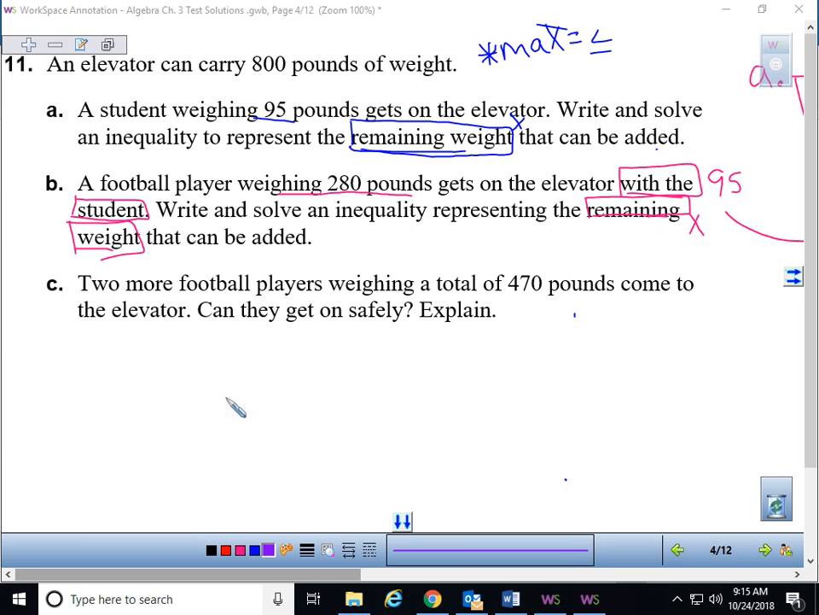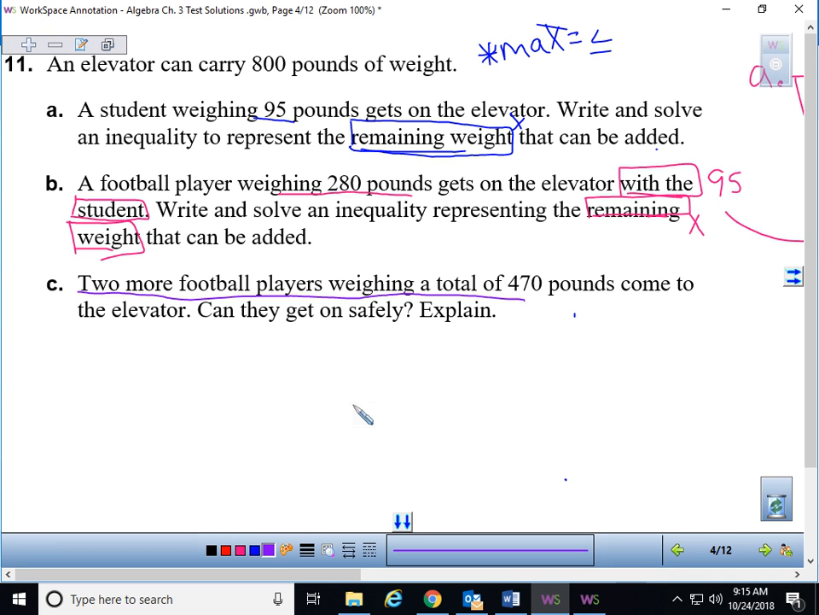Question 3. It says 2 more football players weighing a total of 470 pounds come to the elevator. Can they get on safely? Well, again, there's multiple ways you could have started this. There's the option 1 of using the inequality statement from B and then adding in your 470, or starting from the way beginning. I'll show you the way beginning to start. So I'll really kind of do my option 2.